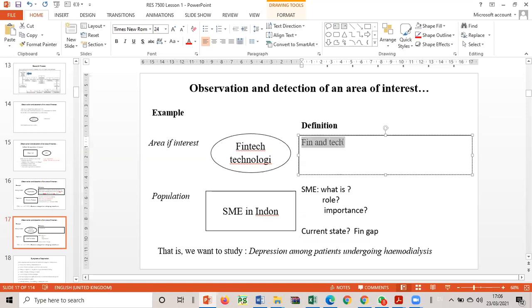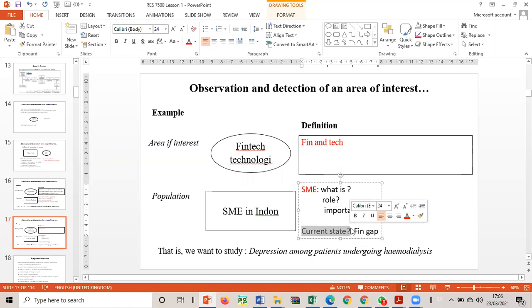Yes. All right. So we're going to talk about this particular technology, how it's going to help the challenges faced by the SMEs in Indonesia. You get it? So you talk about SME first. What is SME? What's the role of SME? Why is it important? In the current state of the SMEs in Indonesia, how are they doing? Now, are they all using fintech technology? Not all. So next we talk about fintech technology.